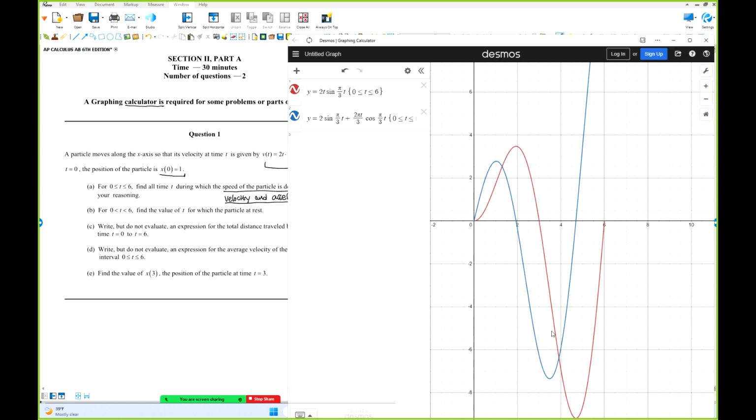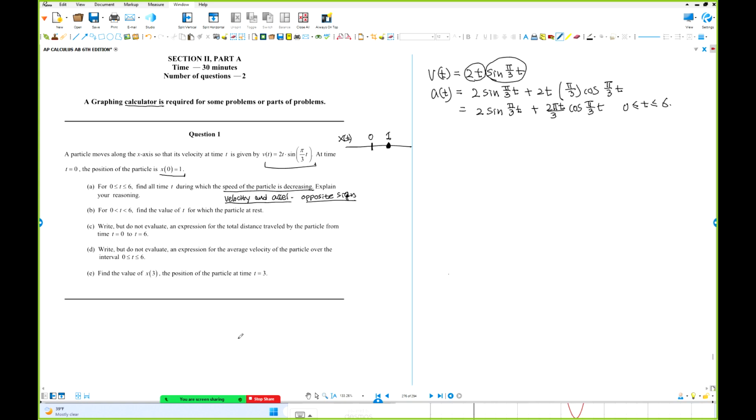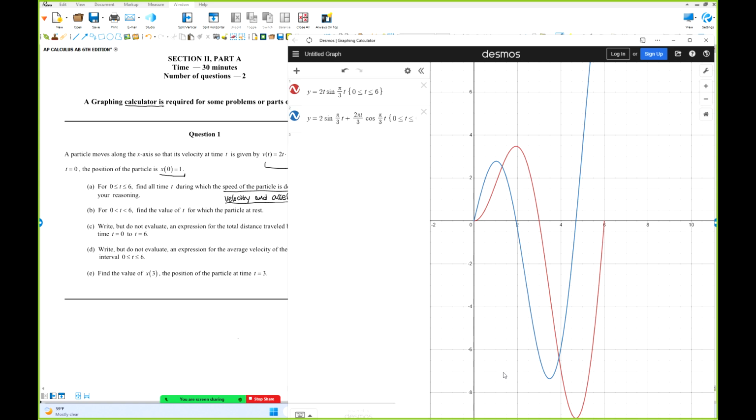For which interval it has what? Same sign, right? Asking you to find what is that? Decreasing. I'm sorry, decreasing. Okay, opposite sign. We're gonna find the opposite sign. Where is the opposite sign over there? Can you find for which interval it has opposite sign? Can you see that? For which interval there is the opposite sign?